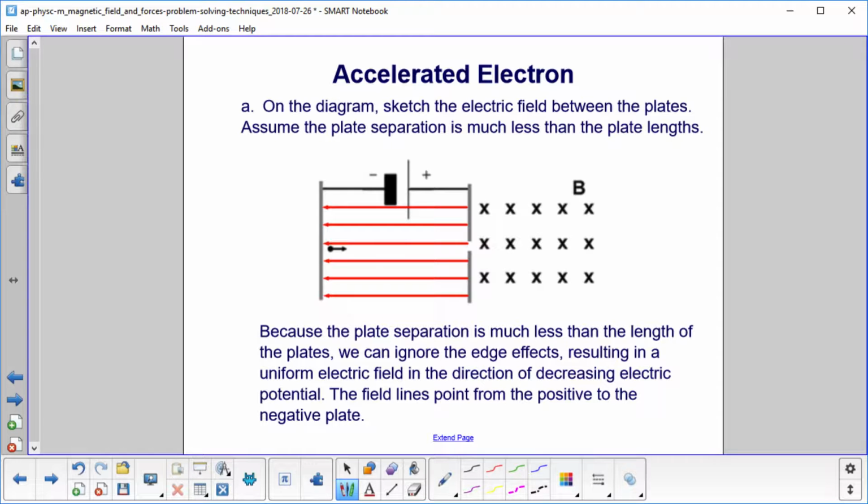Part A, sketch the electric field. Because the plate separation is much less than the length of the plates, and of course the picture doesn't look like that, but you have to imagine the length of the plates being something like that, we will ignore the edge effects, and that will result in a uniform electric field in the direction of decreasing electric potential. So it goes from the positive plate over to the negative plate like that, and it's a uniform field because of the very tiny separation.